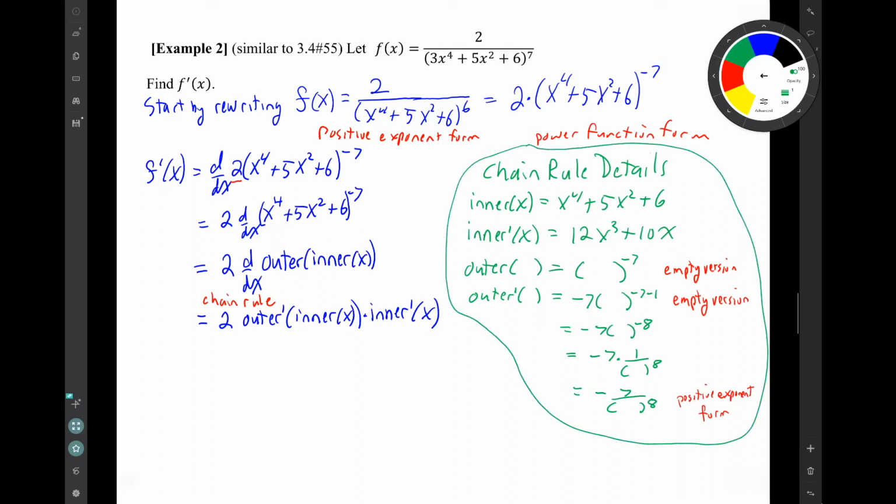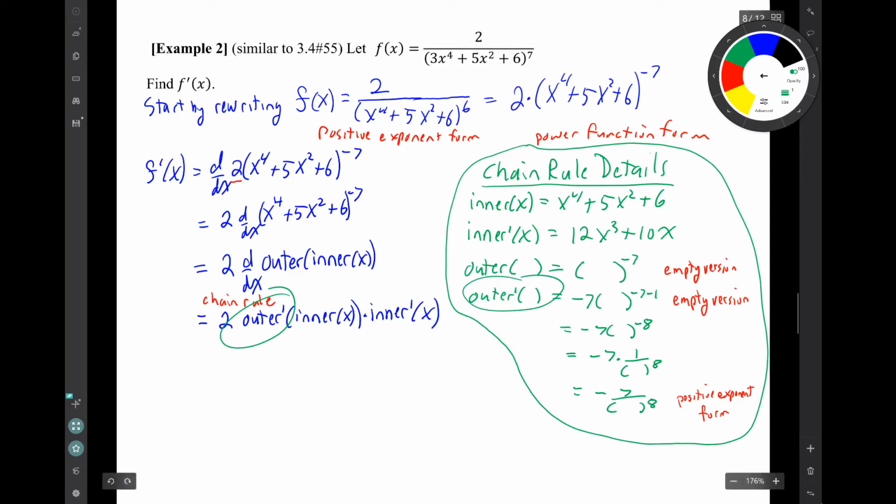So there's our chain rule details box. I computed inner prime because I know I'm going to need one of those there. I identified the outer function, and it's an empty version of the outer function, parentheses to the minus 7. And then we knew that we were going to need outer prime, so I computed outer prime.